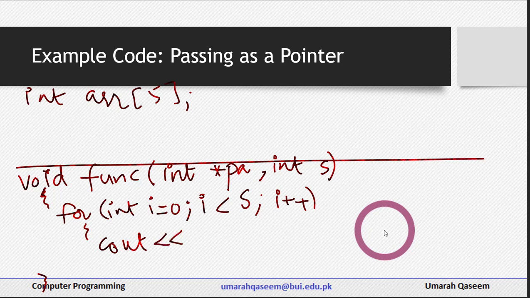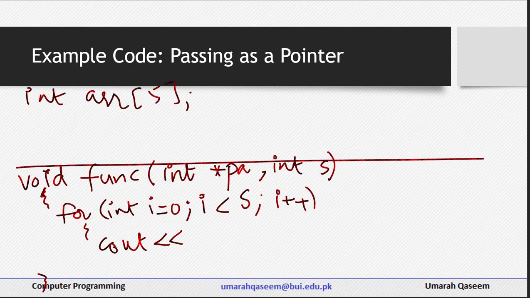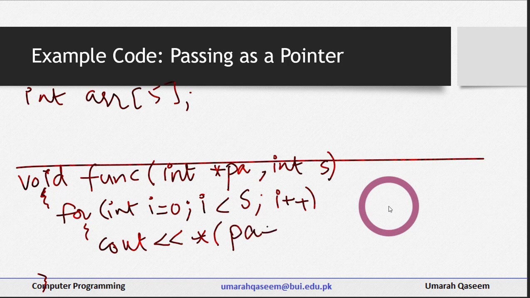Now, okay, let's display again. Let's display each element of the array one by one. Once more, let's look at the previous code. Before, we used the name of the array, and then we used the subscript notation, just like we used to do before, right? But now, since we are sending the array as a pointer, what will we do? We have a pointer now. We don't have an array. So we will use the offset notation, right? And we will write the name of the address, which is pa, and then we will write i.